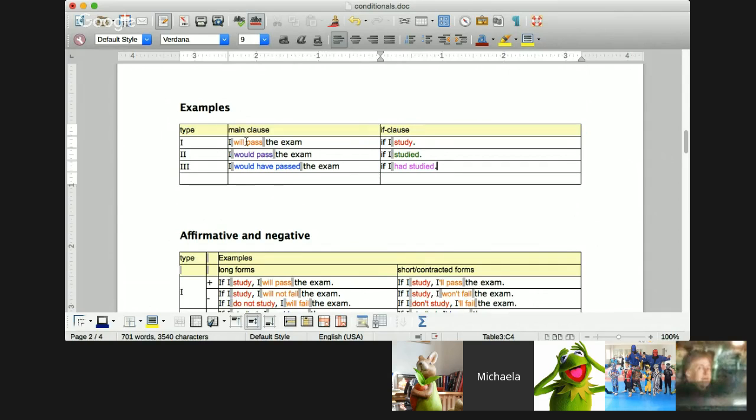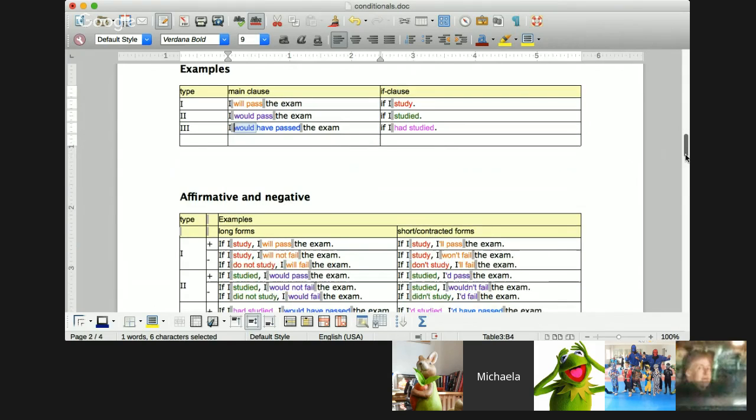But if we wanted to, we could change these around a little bit and say something like, I could pass the exam if I study. So you can change that will to a different modal if you want. And you can also change the would to a different modal if you want. For this one, I should have passed the exam if I had studied, or something like that. You can change those modals around a little bit.